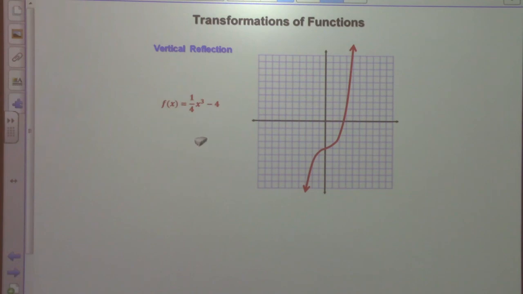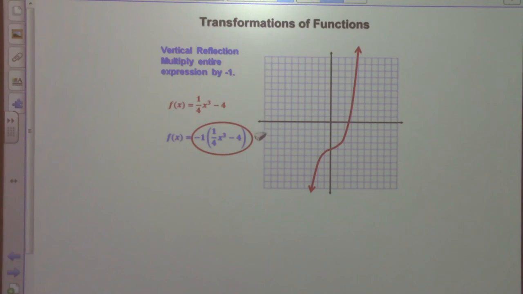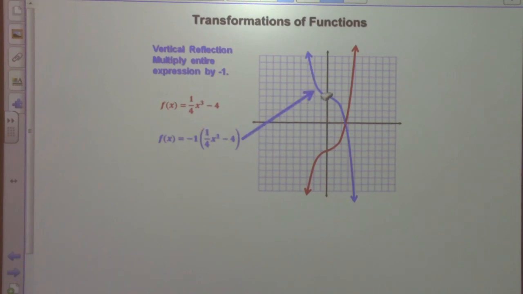Next, vertical reflection. What are we going to do to have a vertical reflection? What kind of operation do you think? Okay. What you're going to do is multiply the whole function by -1. And when you do that, you're going to get this.